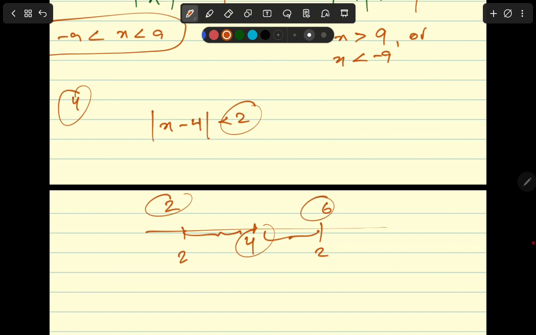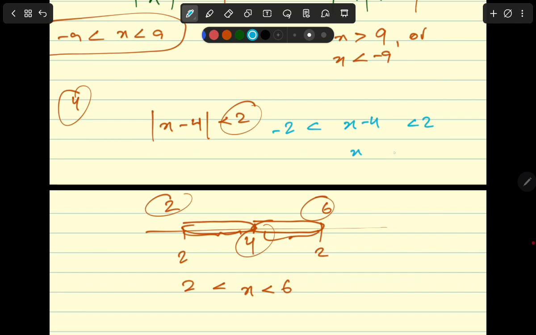Distance from 4 is less than 2, so we are talking about these values, and the distance from 4 is less than 2 on the left hand side as well. So we will say that x lies between 2 and 6. And you can do it algebraically as well, through distance, as I told you: x minus 4 is less than 2 and greater than -2.